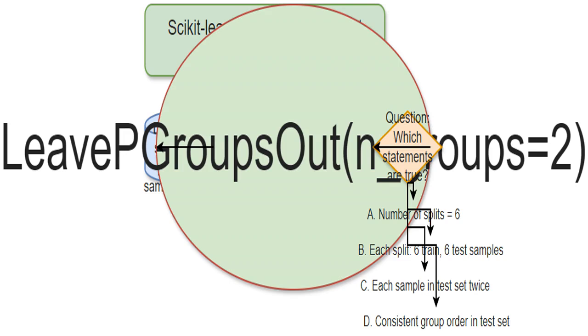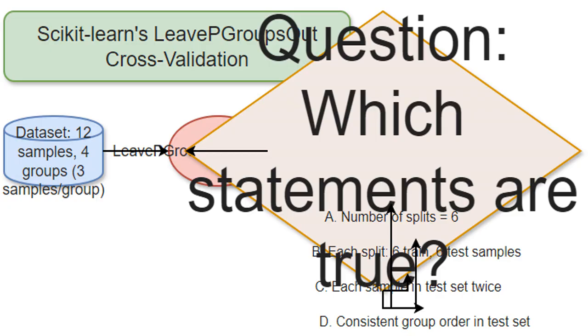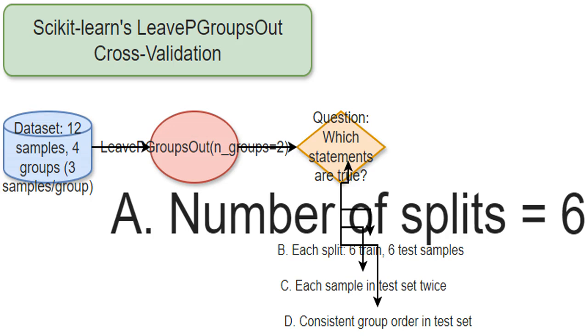I'm using LeavePGroupsOut with n_groups equals 2. This tells the function to leave out 2 groups in each split during cross-validation. Based on how I'm setting up the cross-validation, we need to figure out which of the following statements about the splits are correct. Let's determine the number of ways to choose 2 groups from 4 groups, which is equal to 6. 4 choose 2 equals 4 times 3 divided by 2, which equals 6. That's how many splits I'll generate.